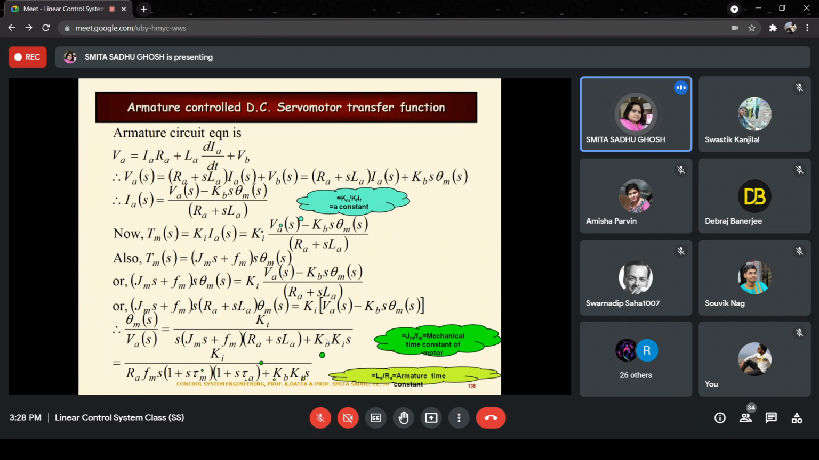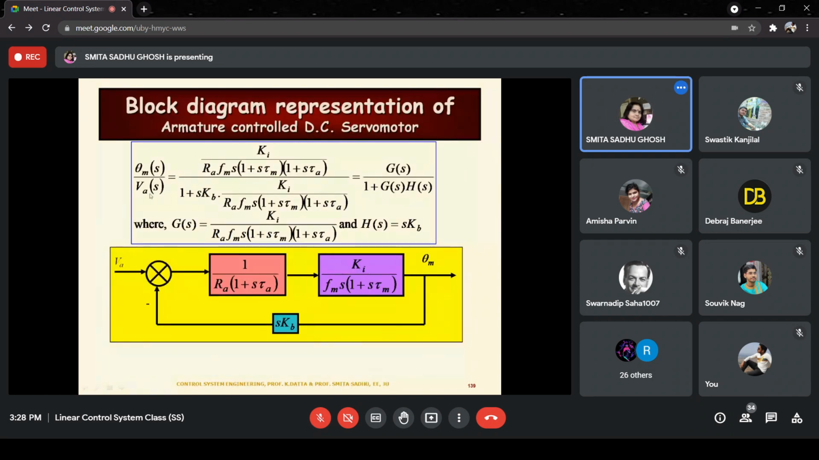But before that, we are going to try to draw the block diagram. In order to draw the block diagram, we divide the numerator and denominator by this quantity. In fact, if we proceed from the time constant form, this first term in the denominator is what we divide by. So numerator and denominator are divided by Ra Fm s whole into (1 plus s tau m) into (1 plus s tau a). Doing that, the same expression, theta m(s) by Va(s), takes this form, written as you can see over there. I'm not reading it out, it's a huge expression.